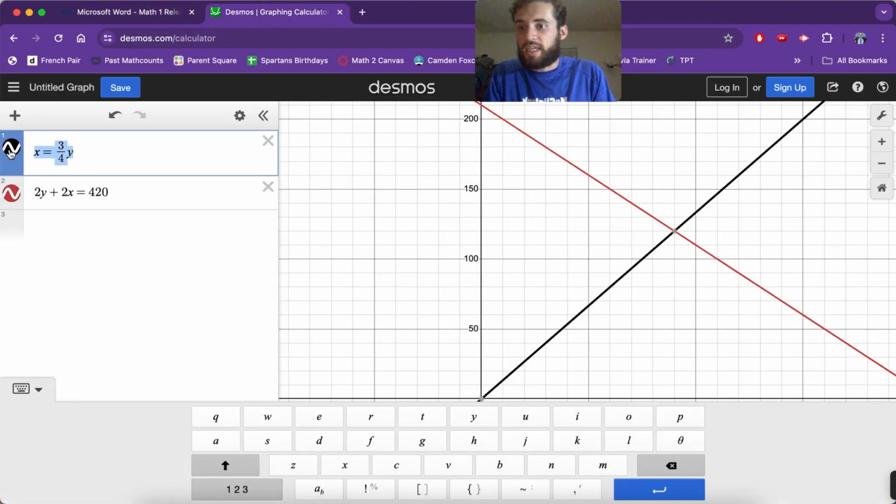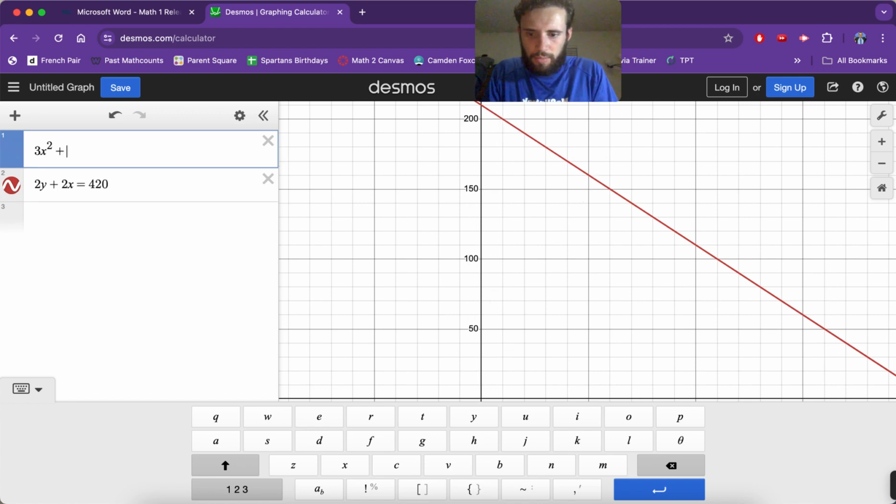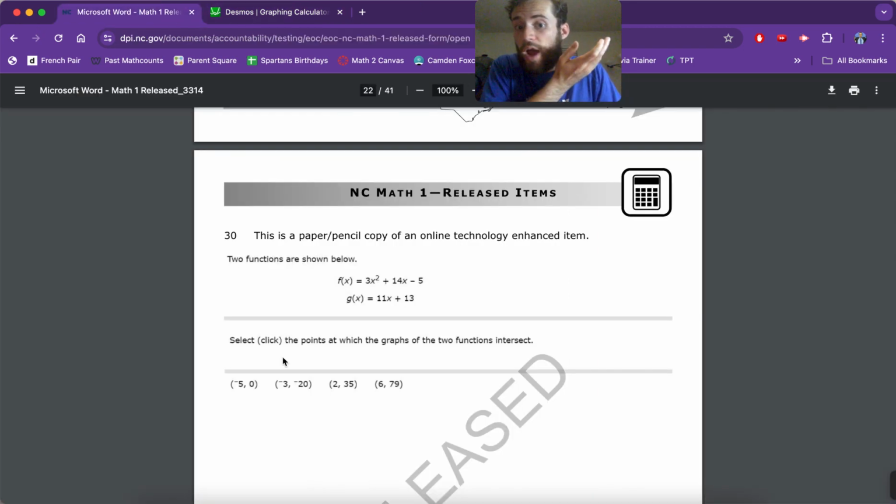What you would do if you didn't have Desmos is just set them equal to each other. So you'd say it's like when the y values are the same. So set 3x squared plus 14x minus 5 equal to 11x plus 13. And then you just subtract 11x from both sides. You get 3x squared plus 3x, subtract 13 from both sides, get minus 18. And then you just factor that and solve for the zeros. So, you could do it that way.